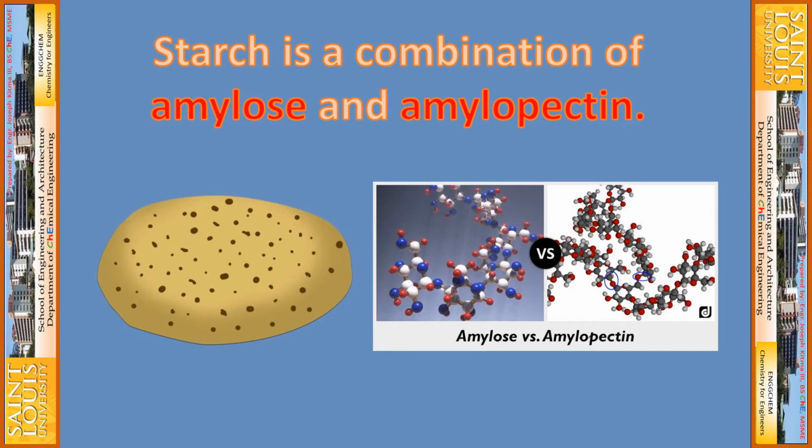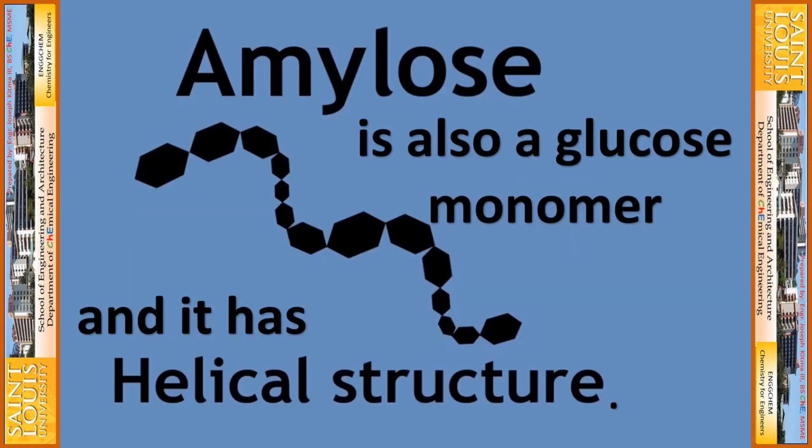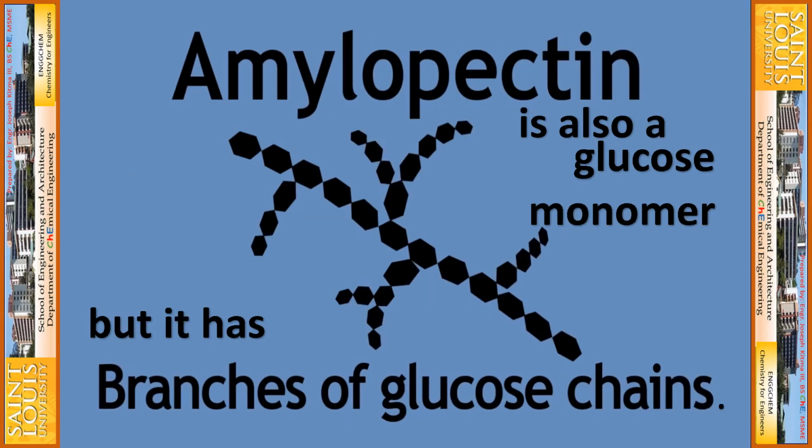Starch is a combination of amylose and amylopectin. Amylose is a glucose polymer and it has a helical structure. Amylopectin is also a glucose polymer, but it has branches of glucose chains.